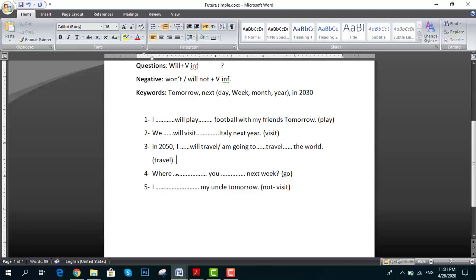So, where, you, next week, and the verb is go. Next week is future. So, where will you, and the verb is infinitive, go. Where will you go next week?